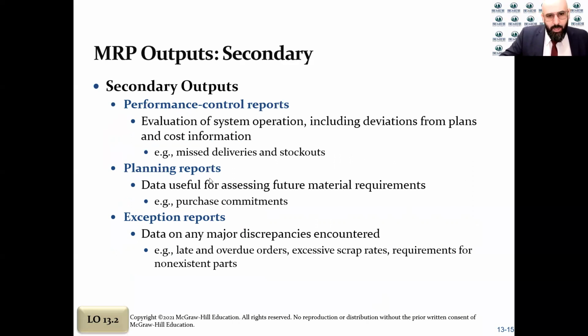Now, what is the secondary output for the MRP? You will have 3 secondary outputs. Performance control report. You will be able to control the process, comparing the plan versus the actual output. For example, we could look into the missed deliveries and the stock outs. We will look into the planning reports, data useful for assessing future material requirements, such as a purchase commitment.